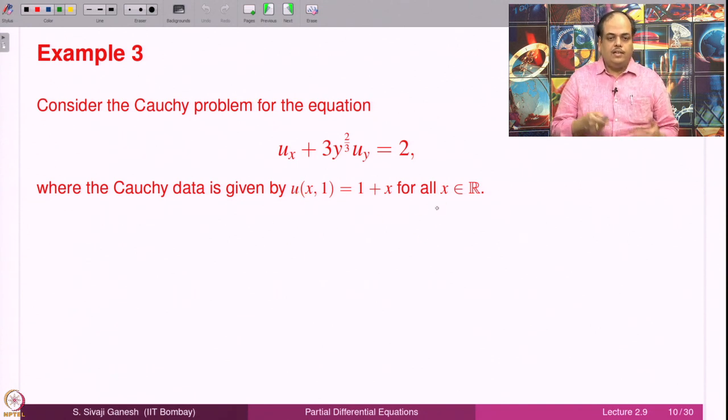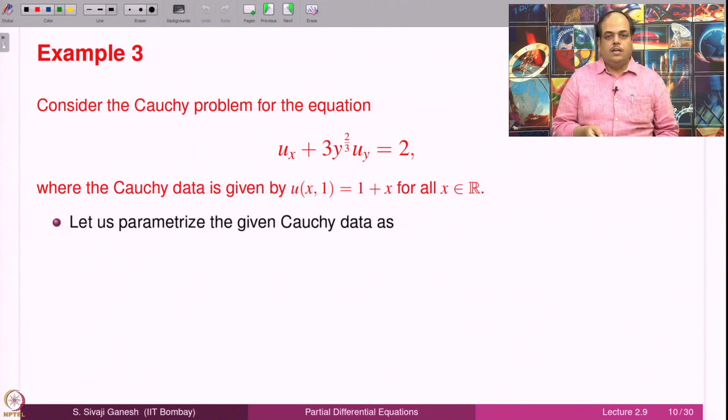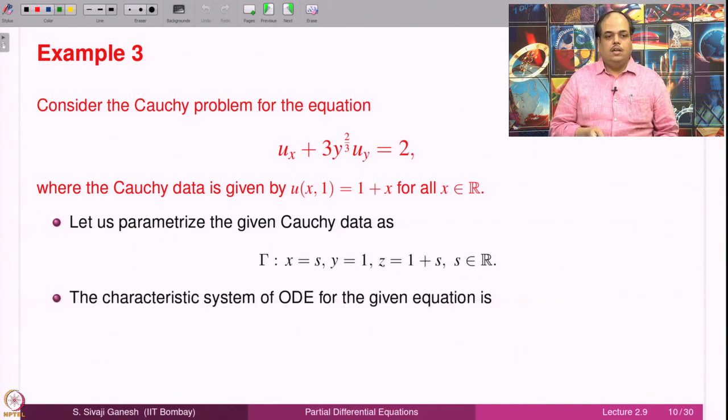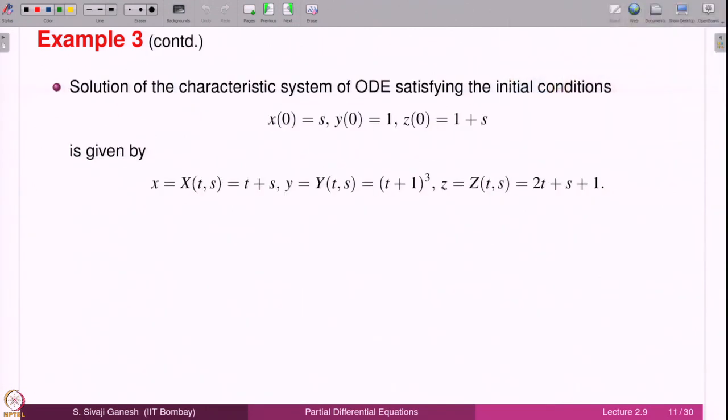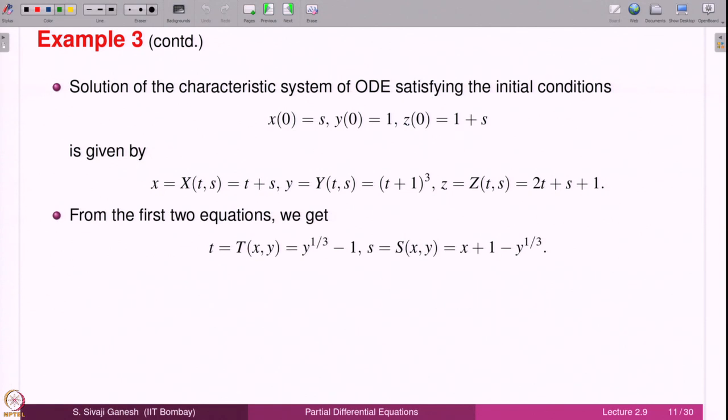So first thing as always is to write gamma in the parametric form, which is this, and the characteristic system of ODE is this. Now we need to solve this system of ODE with initial conditions, this solution is this, x equal to t plus s, y equal to t plus 1 whole cube, z equal to 2t plus s plus 1. Now from the first two equations we get t equal to y power 1 by 3 minus 1 and s equal to x plus 1 minus y power 1 by 3.